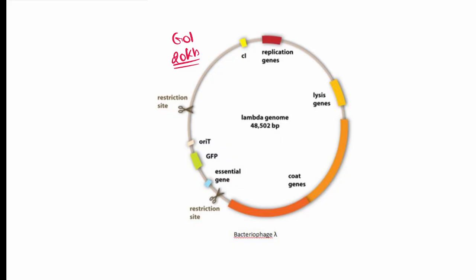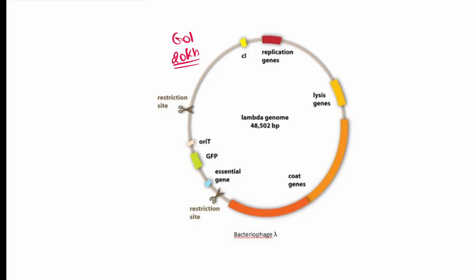If you are adding more than this, then the process will not be that efficient, because then the gene of interest will be prone to degradation. So efficiency is maintained only up to 20 kilobases.